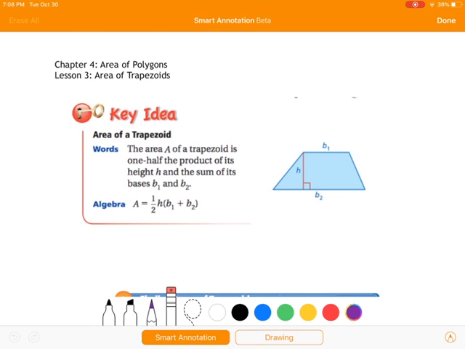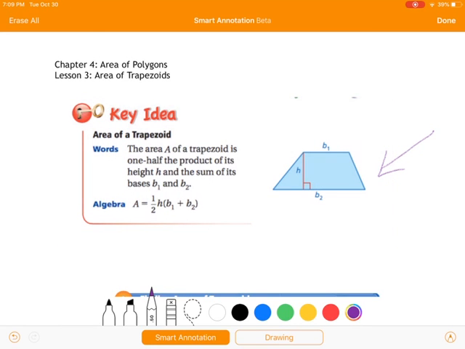So today we're going to be continuing on in our chapter 4, area of polygons. Today we're going to be talking about how to find the area of trapezoids. And if you don't know, this is a trapezoid right here. This image in blue is a trapezoid.